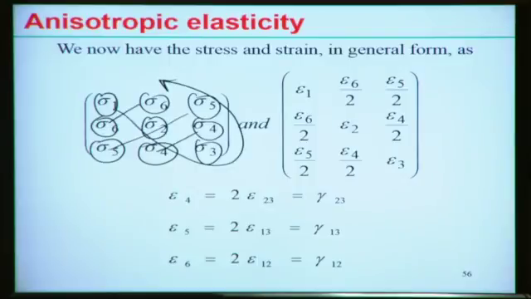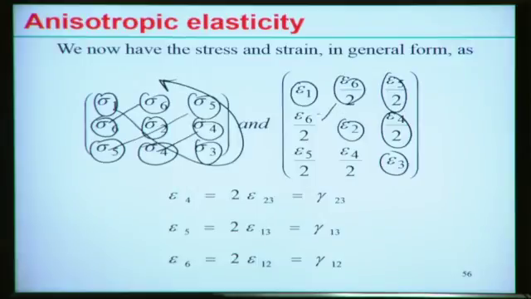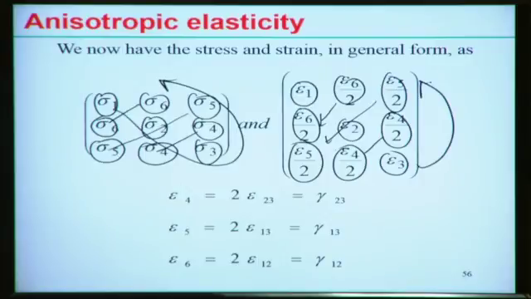Similarly, when you represent the strain matrix, we follow a similar notation, and we have epsilon 1, epsilon 2 and epsilon 3, then epsilon 4, epsilon 5, epsilon 6, and due to the symmetric nature it is epsilon 6, 5 and 4. In this case we see that we have written epsilon 6 by 2.